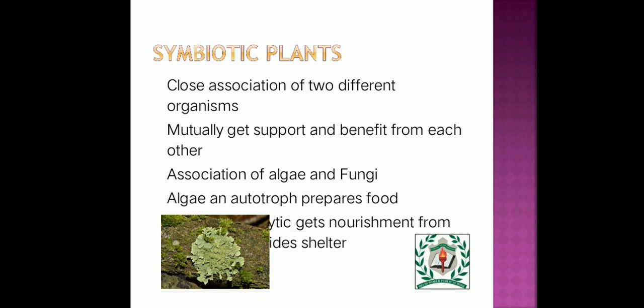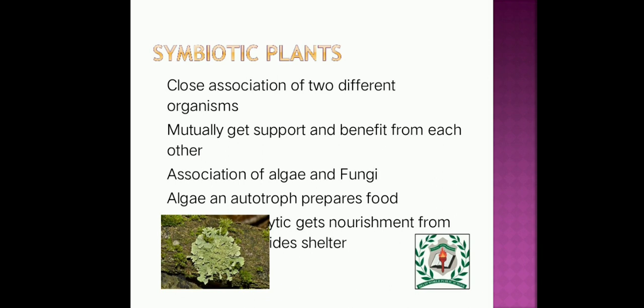Algae can prepare its own food. Fungi is a saprophytic plant, but algae has an autotrophic mode of nutrition. Algae being an autotroph can synthesize the food, but fungi being a saprophyte cannot prepare its own food, so it will feed on the autotroph for water and minerals. But in turn, because algae is giving food to the fungi, the fungi has to give something in return, right kids? So what will it give? It will give shelter for it to reside. So this algae will reside on the fungi, and the fungi will get nourishment from the algae.